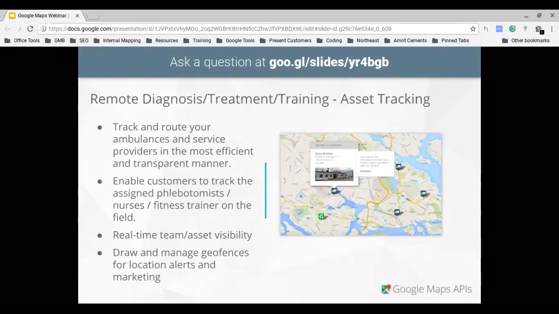Then you can draw and manage geofences for location alerts and marketing. So if your application user enters a particular gym, right, which is partnered with you, you can push them a notification saying, hey, there is 30% off at this particular gym. Why don't you go give it a try, right? So these geofences can actually mean a lot of functionality for your users, right?